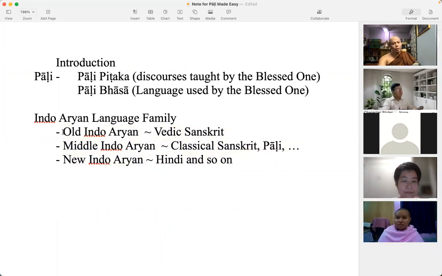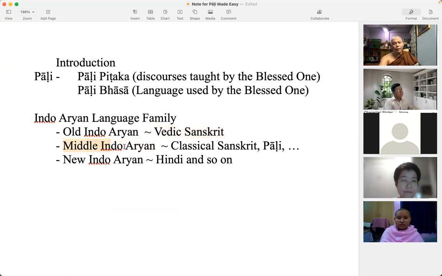So one is called Old Indo-Aryan. Old Indo-Aryan, that is very ancient. From that prime language, nowadays we can trace Vedic Sanskrit. So from Vedic Sanskrit, other languages became branches. Those are called Middle Indo-Aryan, which came later than the Vedic.